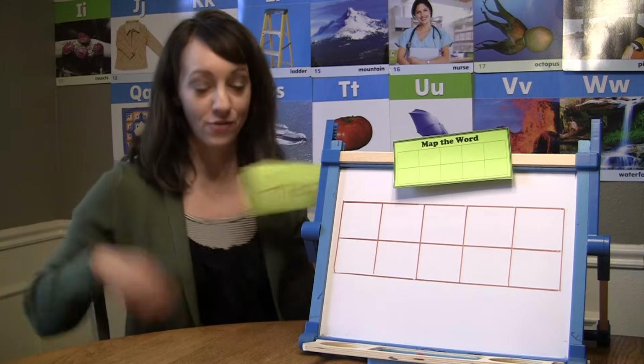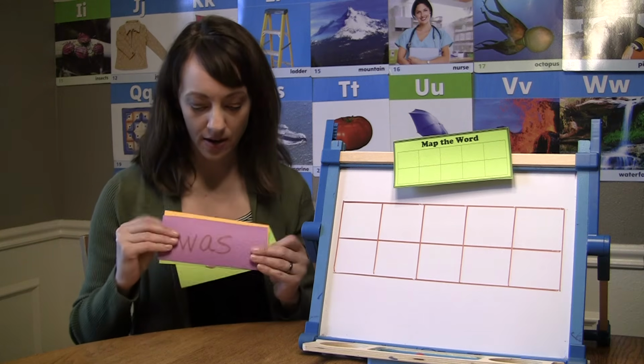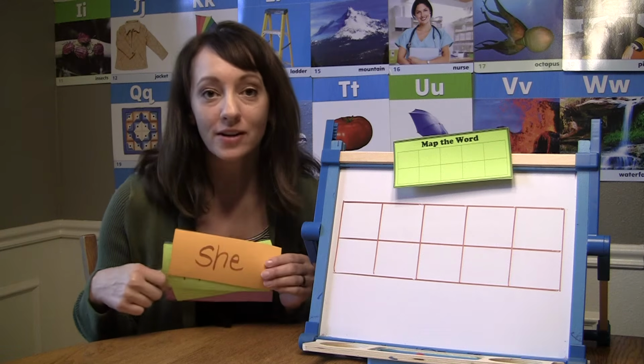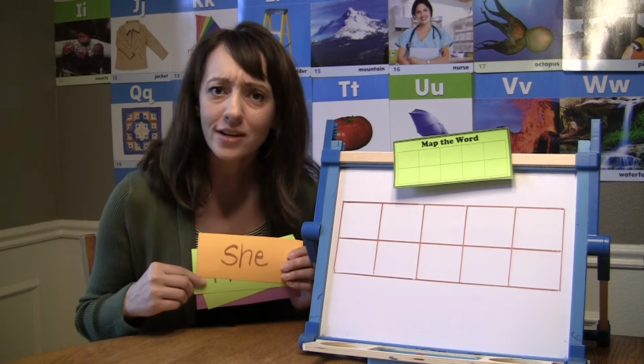As teachers, as parents, too often we're trying to teach kids our sight words the wrong way. Have you ever done this? Friend, said, was, she. Say the flashcards. Let's practice those flashcards. That does not work. Why doesn't it work?